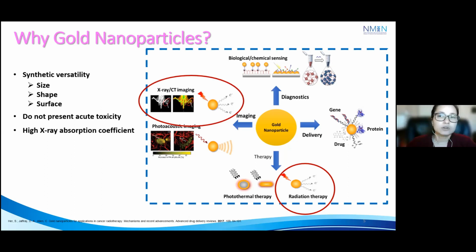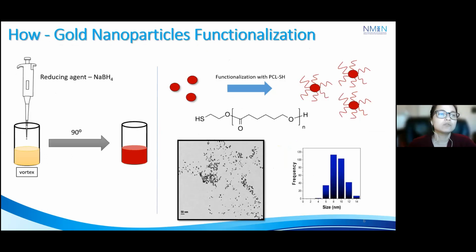And to answer the how part of this presentation, how are these particles functionalized? The gold nanoparticles are first reduced using sodium borohydride, and then they are functionalized using a hydrophobic polymer-ended thiol that attaches to the surface of the nanoparticles. The polymer I'm using is a polycaprolactone-ended thiol, and the size of the nanoparticles is close to 8 to 10 nanometers in the core.